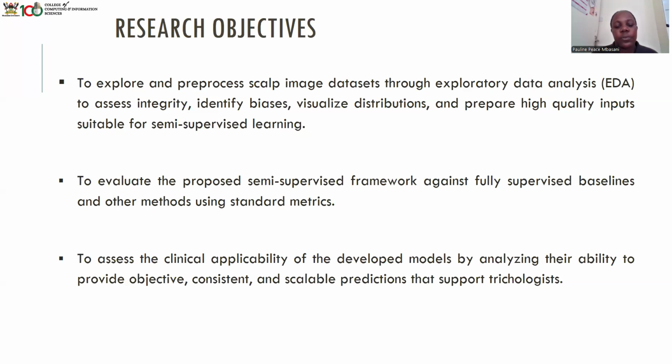So first, we have to perform EDA to assess integrity, identify biases in the dataset, and prepare high-quality inputs for semi-supervised learning. Then to evaluate a semi-supervised framework against fully supervised baselines using standard metrics. Then finally, to assess clinical applicability. Under the clinical sector, where can our solution be applied? So can our models provide objective, consistent, and scalable predictions? And these are the problems that we are facing with the manual inspection. So we are trying to solve these problems using the solution that we have come up with.